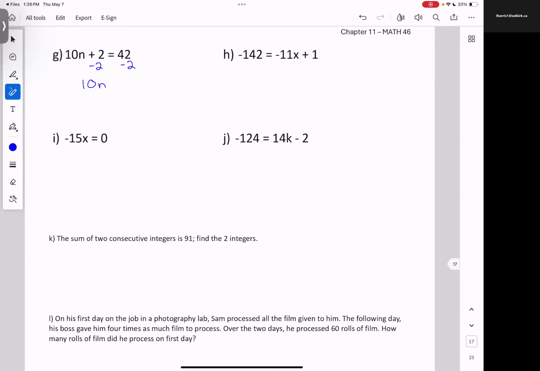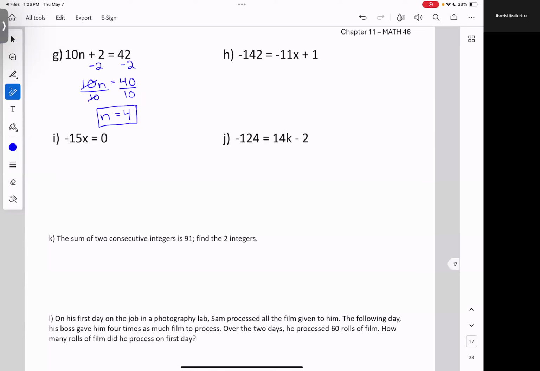That leaves me with 10n equals 40, and now I'm going to use the multiplication property because I want to know what a single 10 or a single n equals. To do that, I'm going to divide by 10, and I get n equals 4. Go ahead and pause this video and try h.